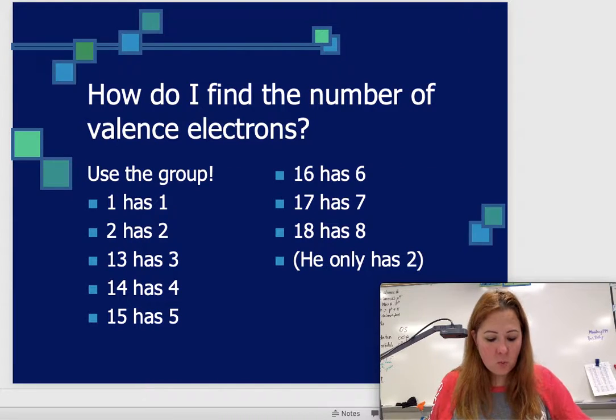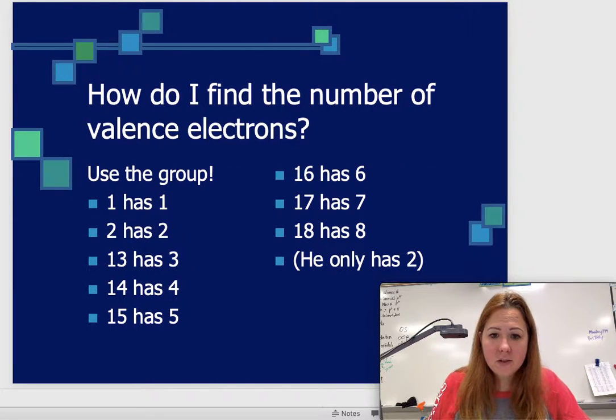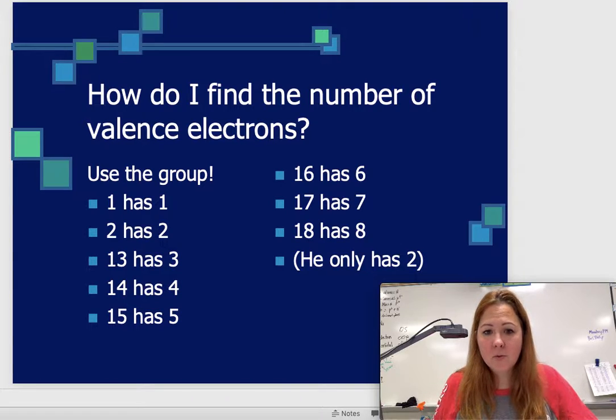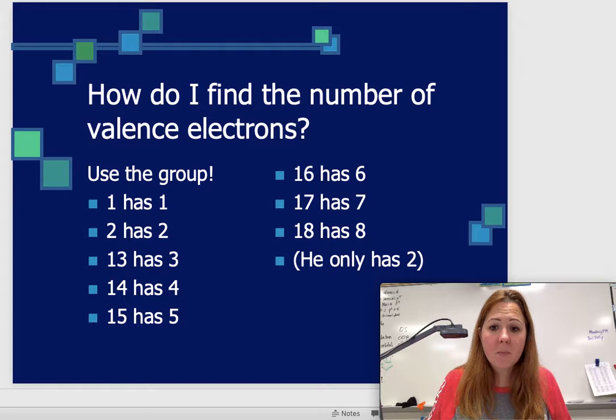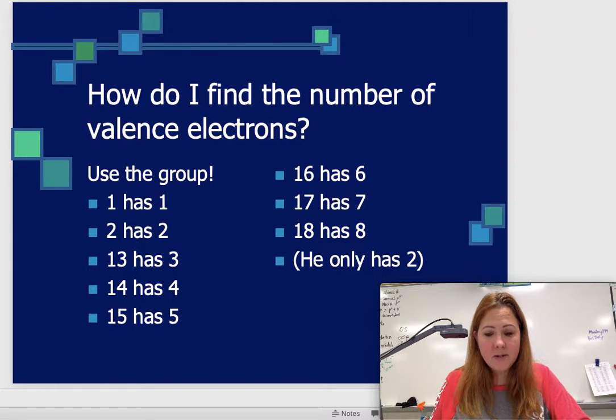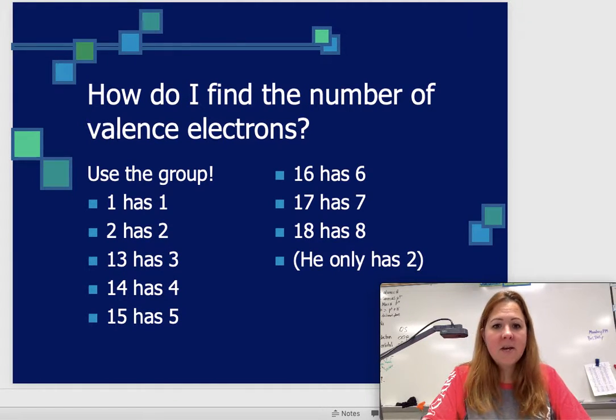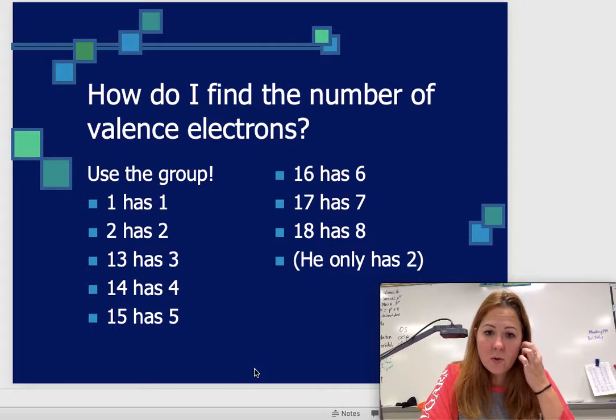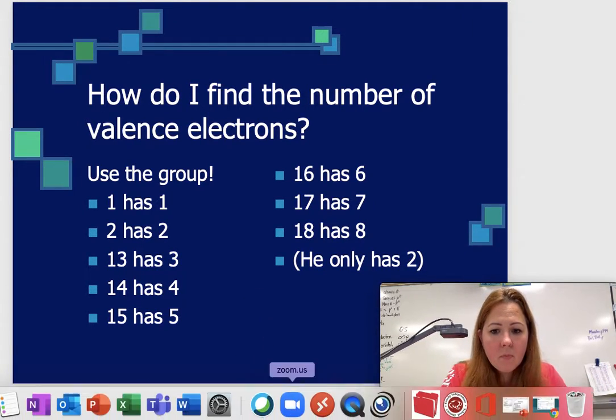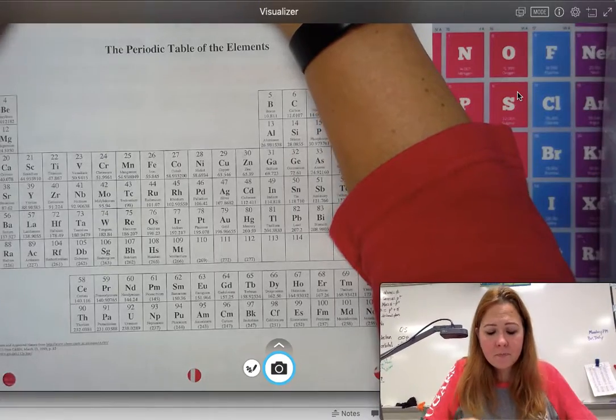Everything in group number 1 all have 1 valence electron. Everything in group 2 has 2, 13 has 3, so it's everything that we talked about last unit, but it has to do with those representative elements. So I'm going to take my periodic table, if you want to use the one that you colored or your main one that you're using day to day, and we look at that one.